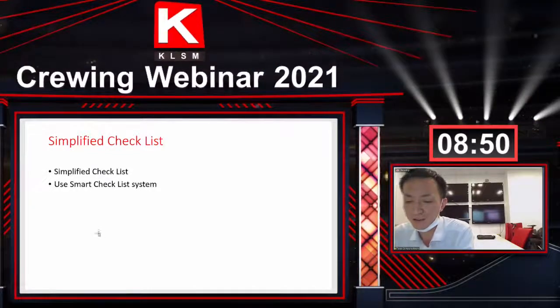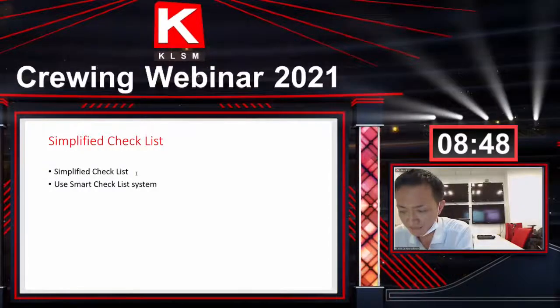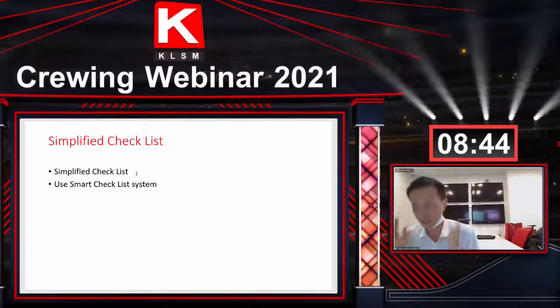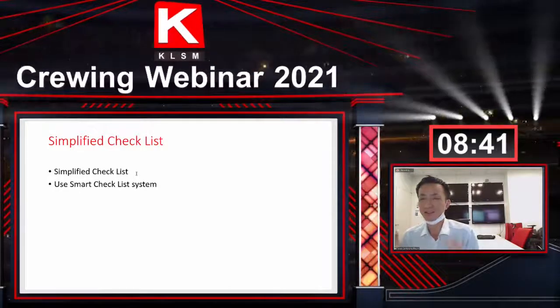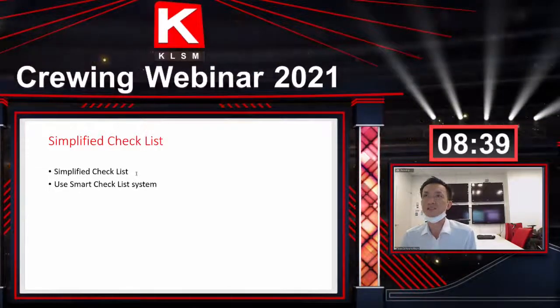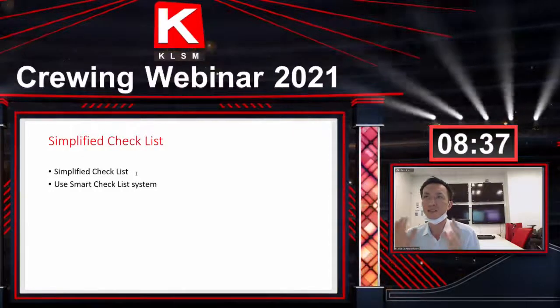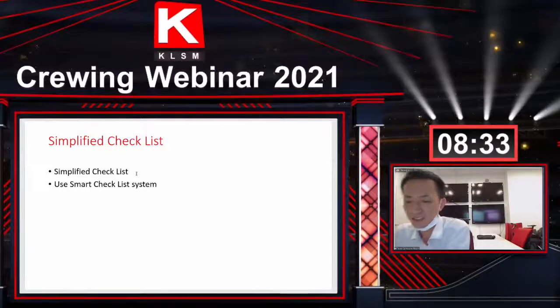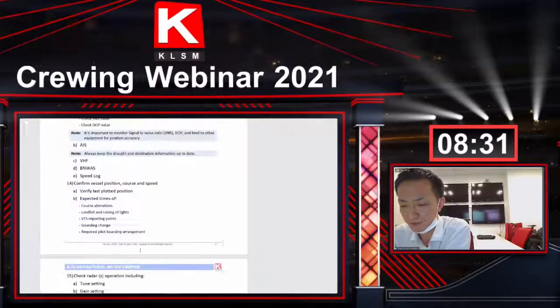At first, the simplified checklist. As I mentioned, the Y-form is also within the scope of this project. So the QCG and also the other MSI and TSI are working on the Y-form, trying to simplify it right now. Then I'll show you the example.